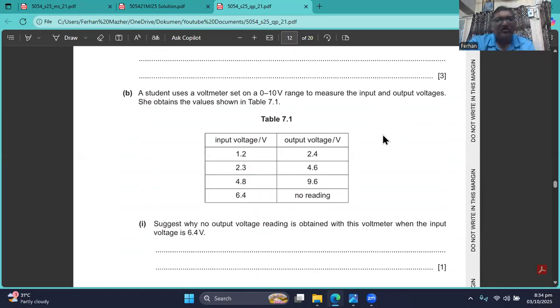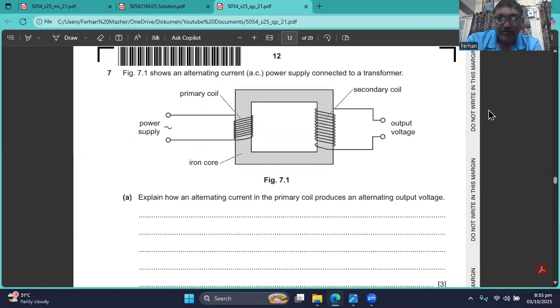Then they say a student uses a voltmeter set on a 0 to 10 volt range to measure the input and the output voltage. He obtains the values shown in the figure. Look at the transformer first of all. It's a step-up transformer. Why is this a step-up transformer? Because the number of turns in the secondary coil is more than the number of turns in the primary coil. So it will increase the voltage, okay?